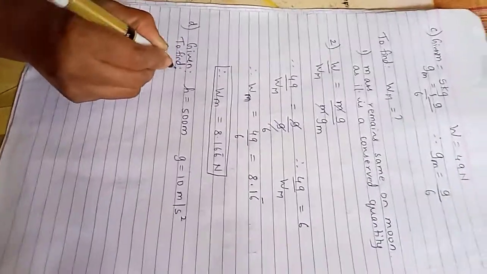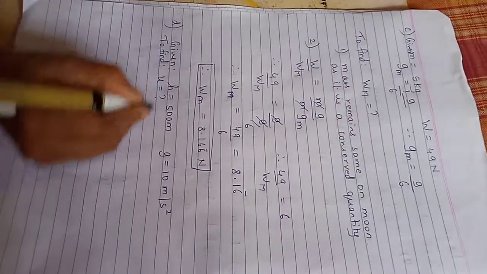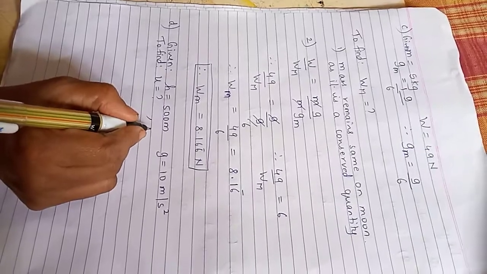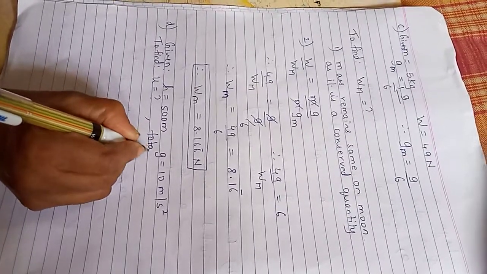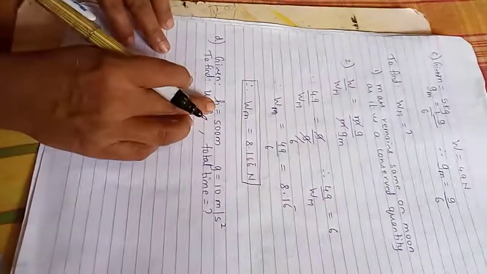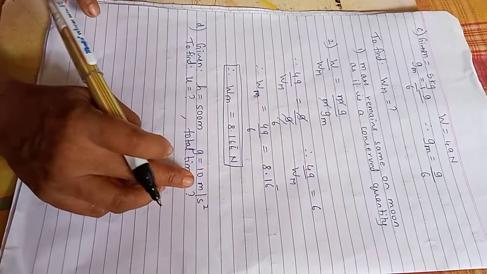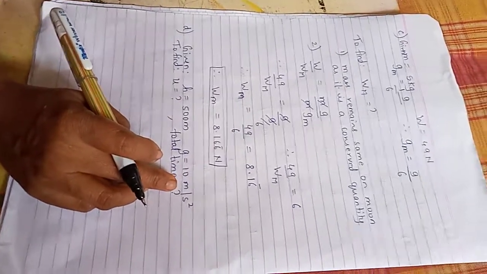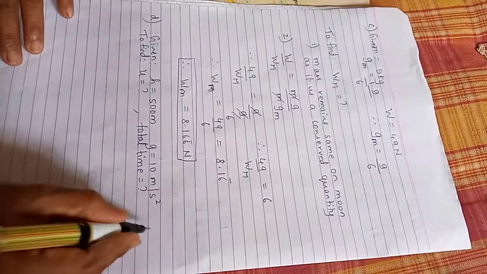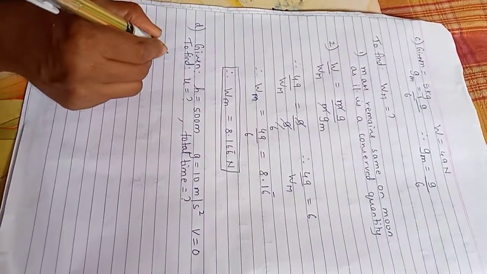To find what? Its initial velocity and the total time. Please don't write it as t, students. Total time. What formula? H is there, U is there. We are supposed to calculate U. For that, first you should know the object is thrown vertically upwards, meaning final velocity V is equal to 0, students. So what shall we do here?